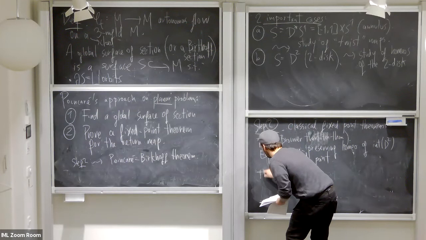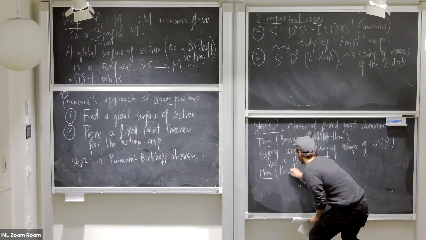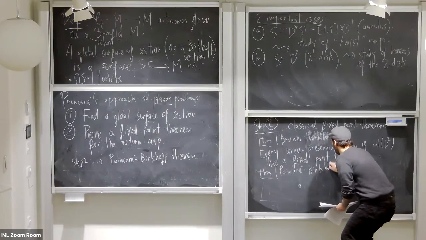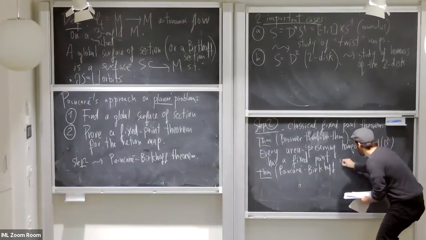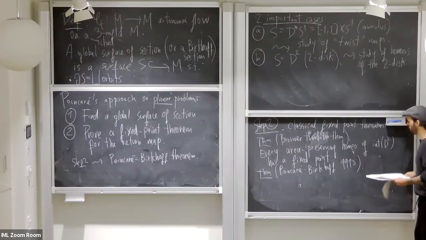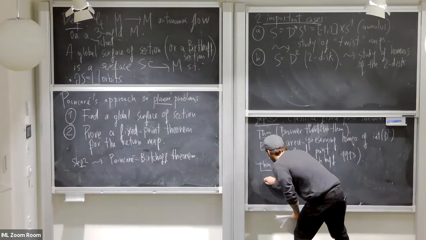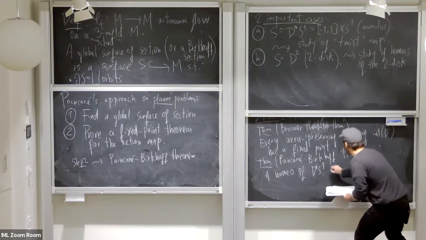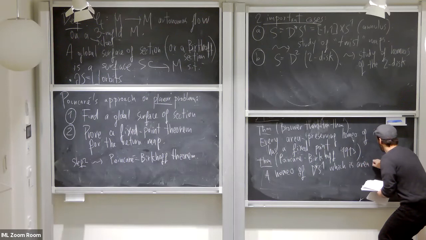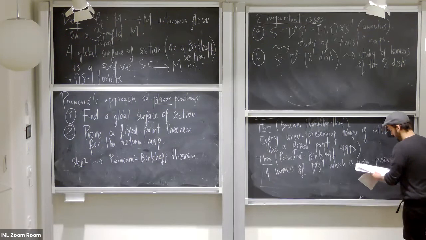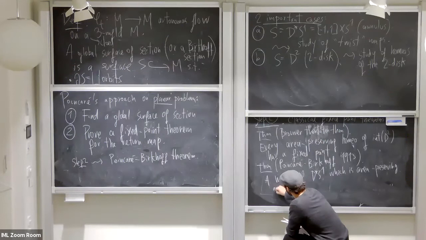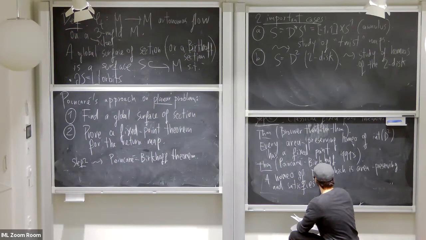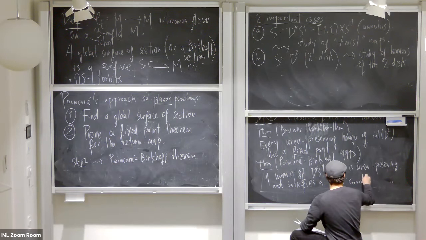Another theorem is, well, the Poincaré-Birkhoff theorem that I just mentioned. I think it was proved in 1913. Poincaré stated it in 1912 or so. So it says that a homeomorphism of the annulus which is area preserving and satisfies a suitable twist condition has periodic orbits of unbounded period.